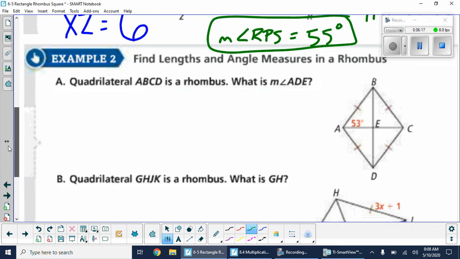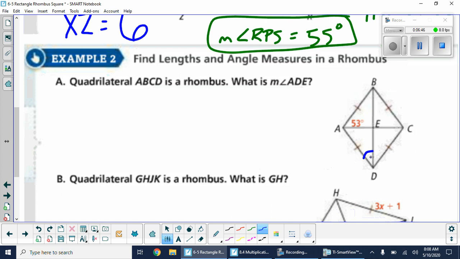Let's move on down here. Now, here's some problems that we're going to see a lot of in this section. And it's talking about, once again, thinking of this in terms of a bunch of little triangles. It says quadrilateral ABCD, this whole big thing, is a rhombus. What is the measure of angle ADE? So follow the letters. ADE, that's down here. Okay, ADE. We need to figure out how many degrees that is.